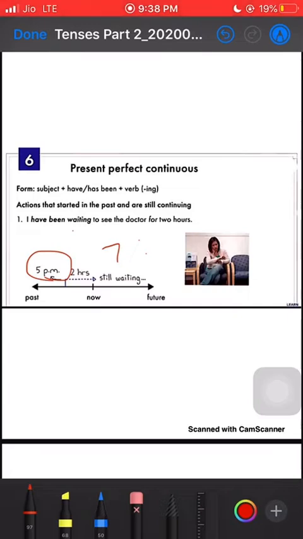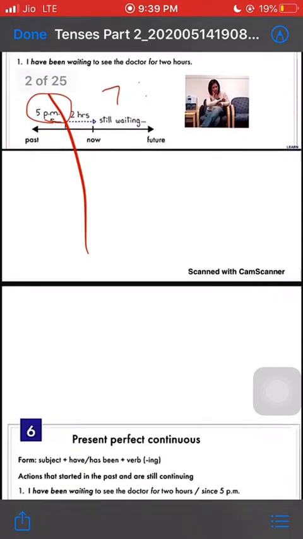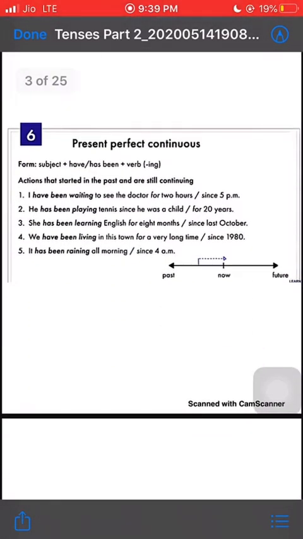Here's another sentence. Let me show you some more examples. Now we have some more examples over here. He has been playing tennis since he was a child. Now he started when he was little, maybe when he was 5, and he still plays tennis. Let's say he is 25 now. So he has been playing tennis for 20 years. Now some more examples are here. She has been learning English for 8 months. Or we can say she has been learning English since last October.